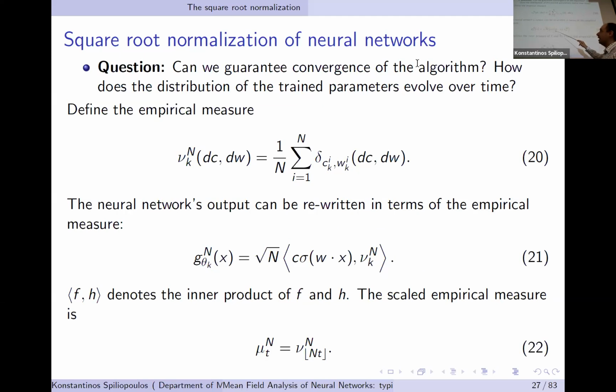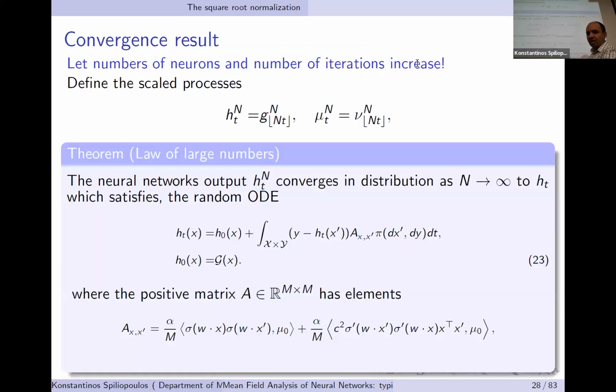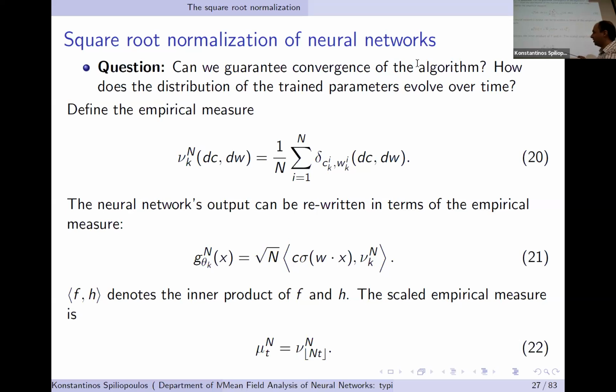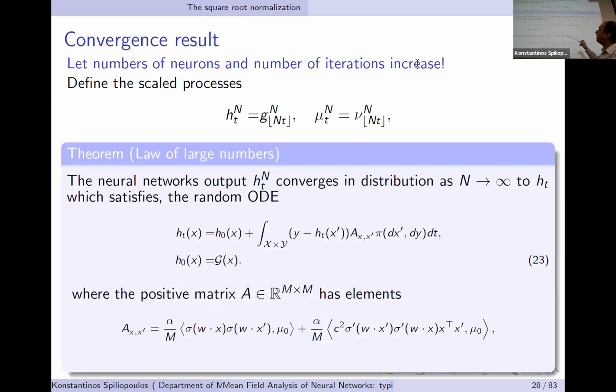Now I can still write this as an affine function of the empirical distribution, but because of the normalization, I will have a √n outside. This doesn't mean that this diverges, because remember, I also have training. So I can choose the learning rate so that this will converge. I will still do the same scaling here.